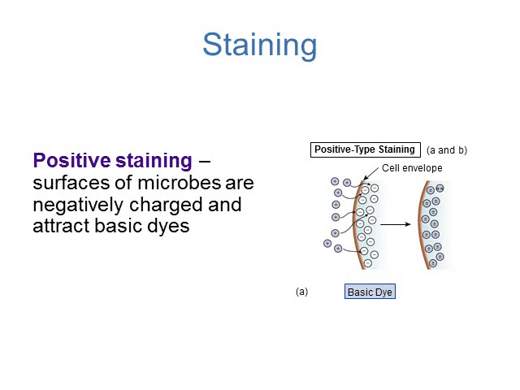So one type of staining, we can have positive staining. This is when your stain sticks to the surface of your microorganism. The surface of the microorganism is usually negatively charged, and then you add a basic, or positively charged, dye. So your negative cell attracts the positive dye, and the positive dye sticks to your actual cell. So with positive staining, you're going to color your cell.